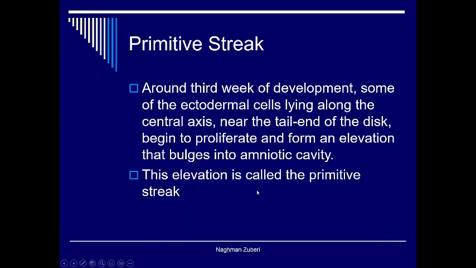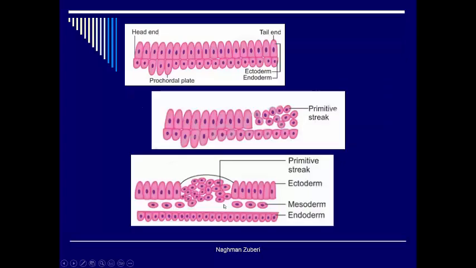Primitive streak. Around the third week of development, some of the ectodermal cells lying along the central axis near the tail end of the disc begin to proliferate and form an elevation that bulges into the amniotic cavity. This elevation is called the primitive streak.